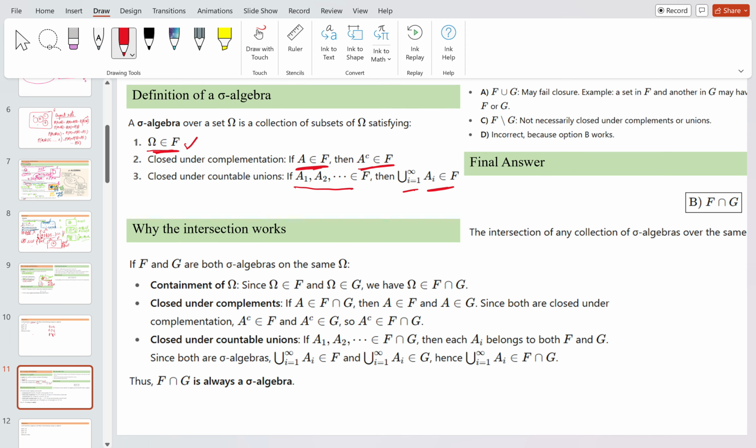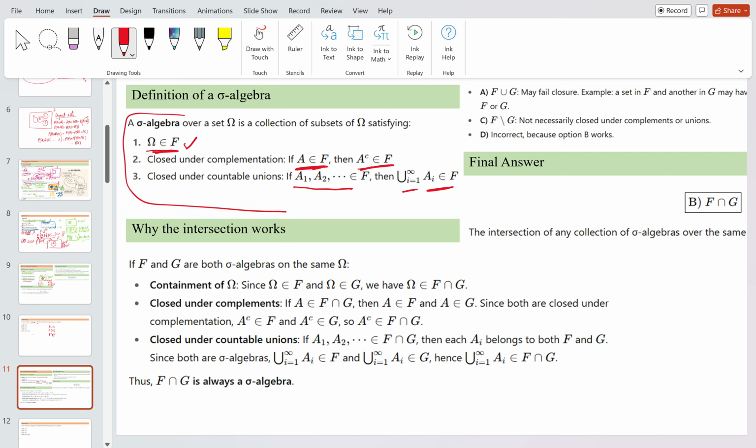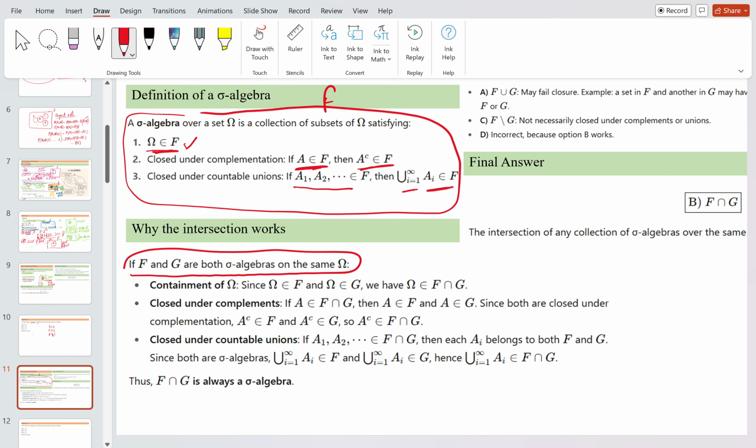Why does this intersection matter? Because this is defined for one, that is F. What about when you have G also, which is another sigma algebra over the set omega? The sample spaces are F and G as well. If both are sigma algebras on the same omega, then omega belongs to F, and omega also belongs to G.